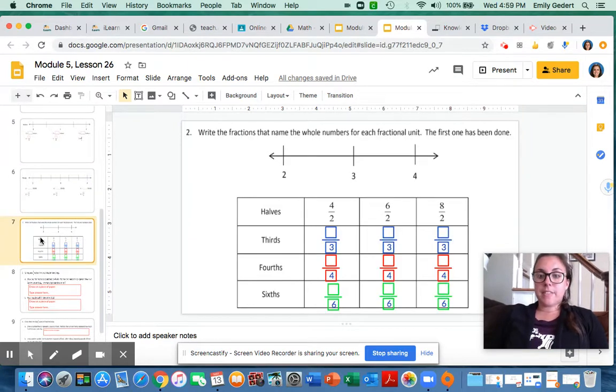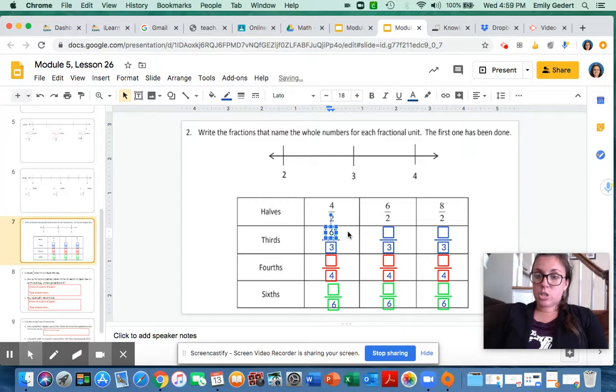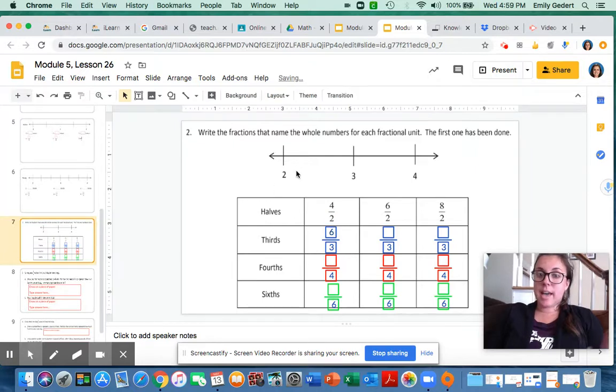Okay, on number 7, you are going to be filling in these blanks. So all of these fractions equal 2. Remember, fractions is just division. So think about dividing. 4 divided by 2 is 2. What number divided by 3 equals 2? That's the same as thinking of 2 times 3 equals 6. So 6 thirds is the same as 2.